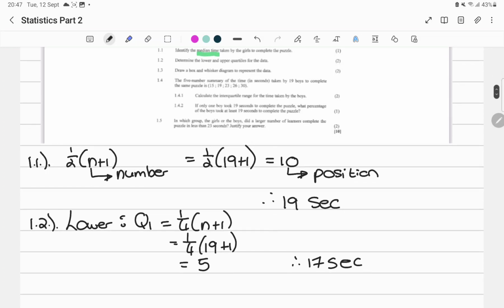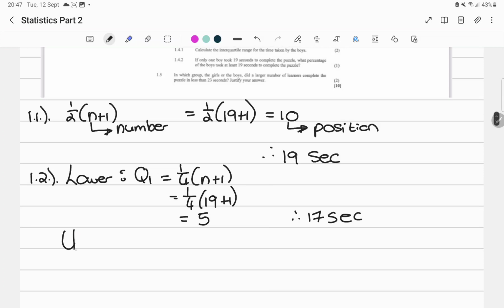Alright, now we can go to the upper quartile. So remember, your upper quartile is your third quarter, so we call it our Q3, and the formula for that is 3 quarters of n plus 1.